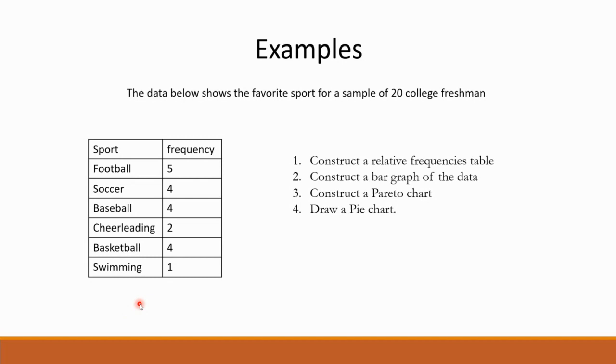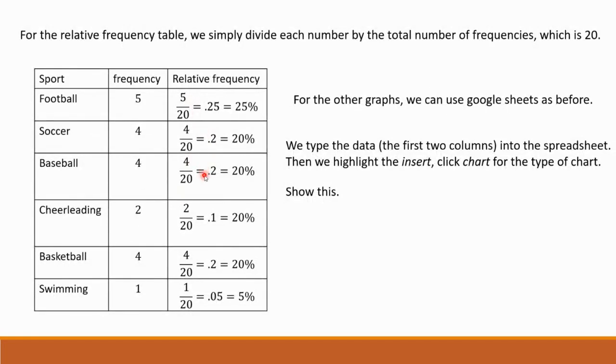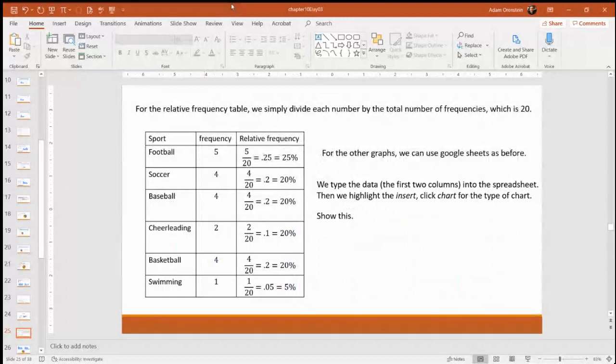Okay, so let's do that. Well, for the relative frequency table, that's pretty easy. There's 20. If you want to add up these numbers, you should get 20. And then all you do is you make another column and you divide each of these by 20. That's what I did here. Pause the recording.